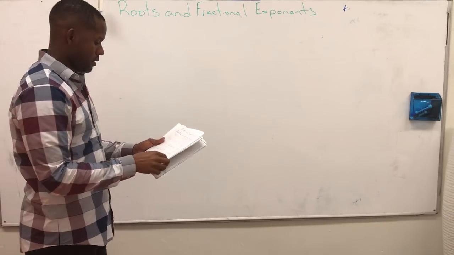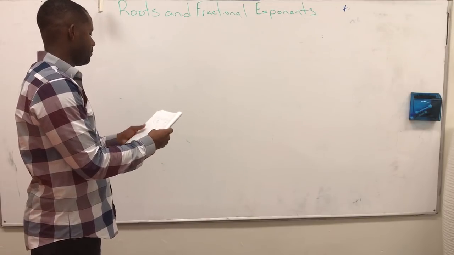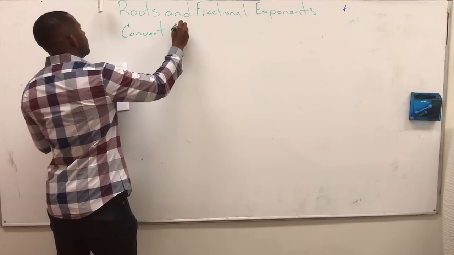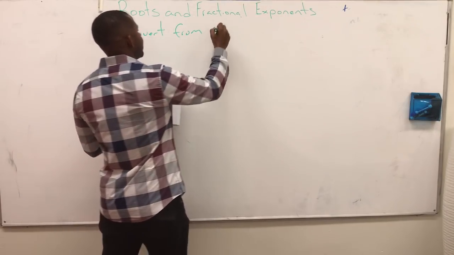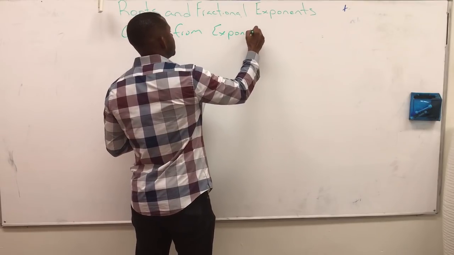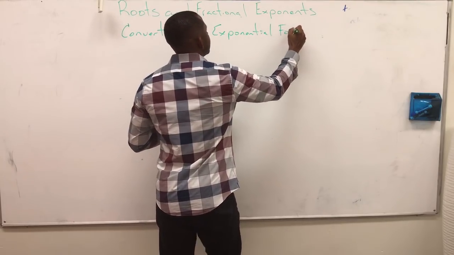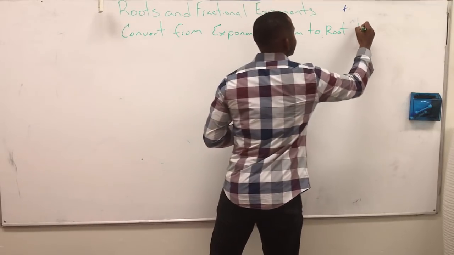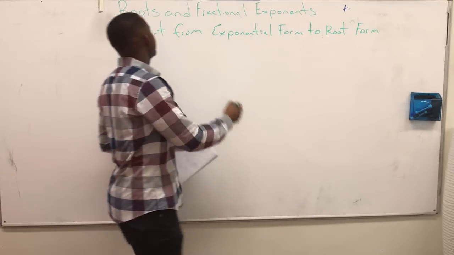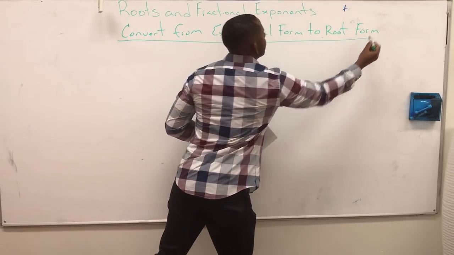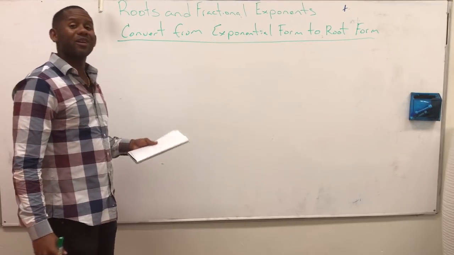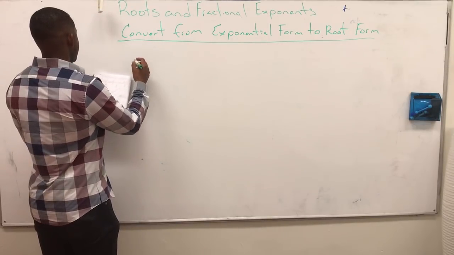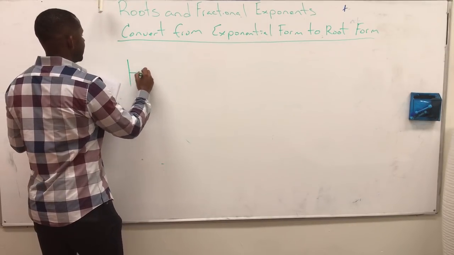Okay? Let's convert from exponential form to root form. Exponential form to root form. Okay? And we're going to build it the same way, but we're going to look at it slightly differently. Let's say we had a number line, right?